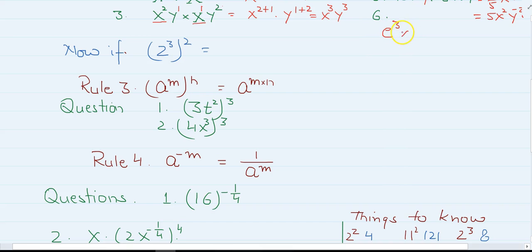Let's take another example. e to the power 3 multiplied by e to the power 4 multiplied by e to the power minus 5. We are multiplying all, so we have to add the powers. So e will be 3 plus 4 plus minus 5, because here the power is minus 5. This is plus because it's multiplication. So e to the power 7, 3 plus 4 is 7, plus minus 5. So the answer will be e to the power 2.